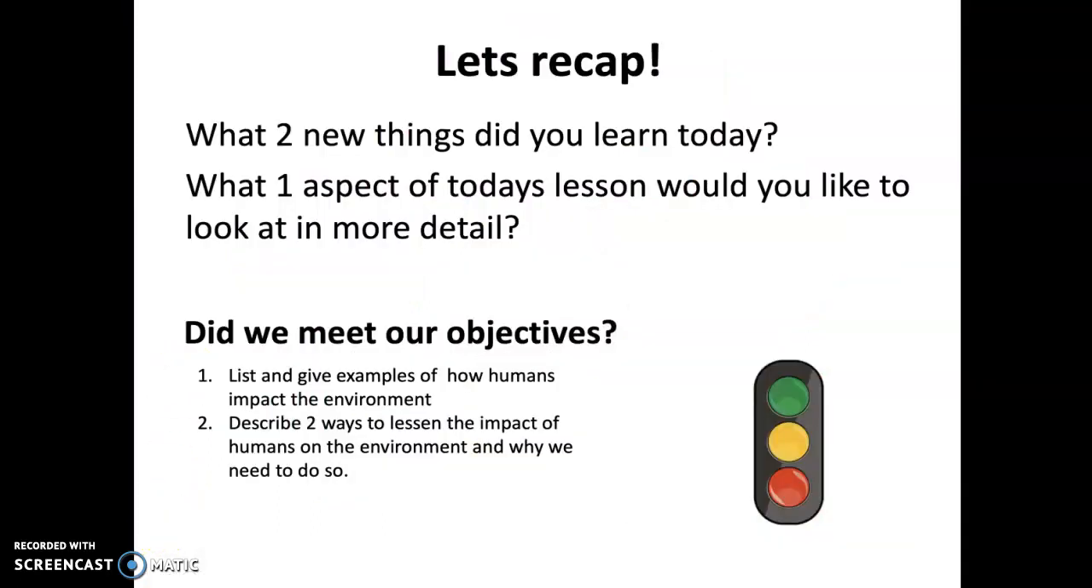Once you've done that, let's have a small bit of recap. In your notes, I'd like you to write down 2 new things that you've learned today and 1 aspect of today's lesson that you would like to look at in more detail. Now we can think back to our objectives at the beginning of the lesson: have we listed and given examples of how humans have impacted the environment? Yes. And describe 2 ways that we can lessen the impact of humans on the environment and why we need to do this. We've also looked at that.